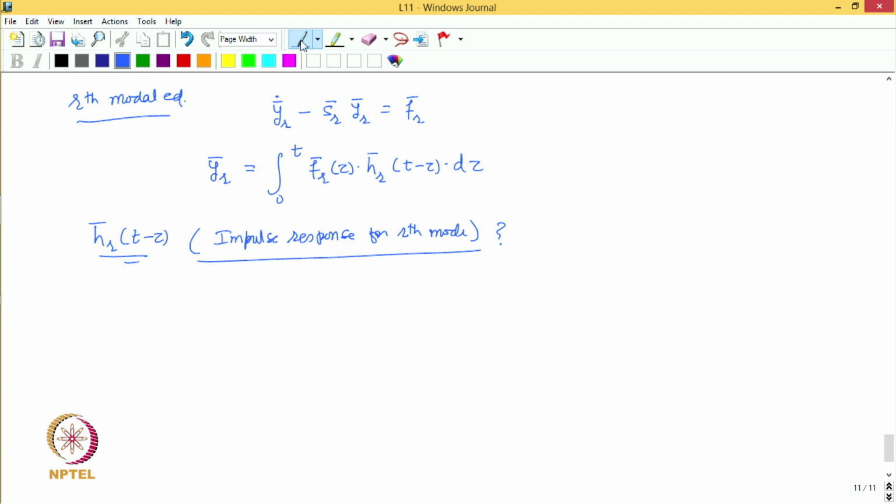So, to find the impulse response for the rth mode, we take the rth modal force as a force given by delta function. So, it will result into a unit impulse in the modal domain, right, and therefore, the equation would be y r bar dot minus s r bar y r bar is equal to delta of t. And now we take Laplace transform of both sides.